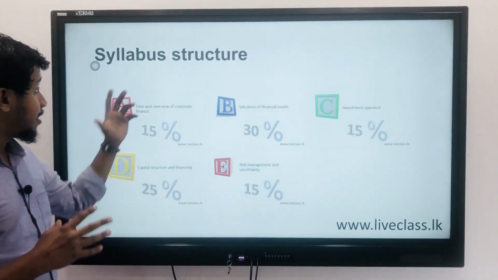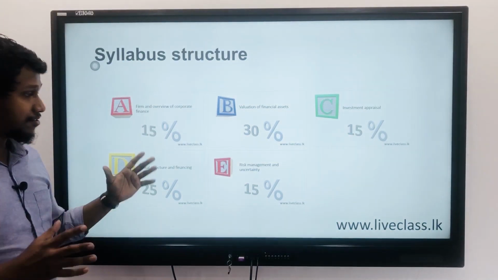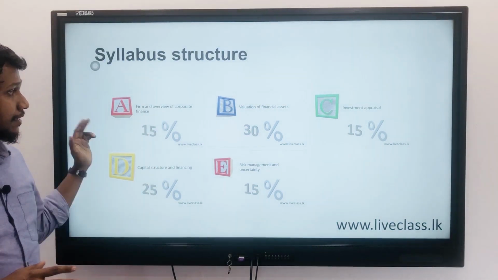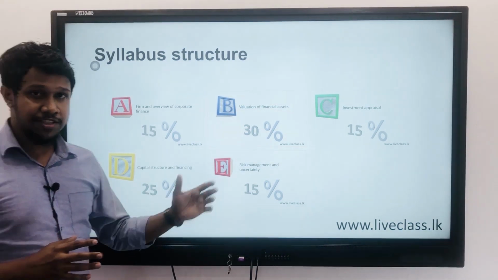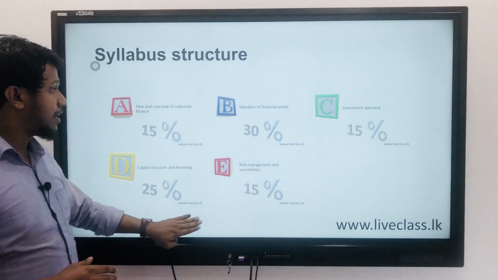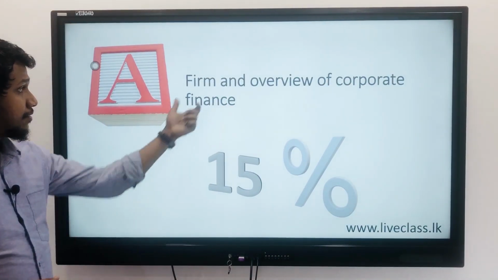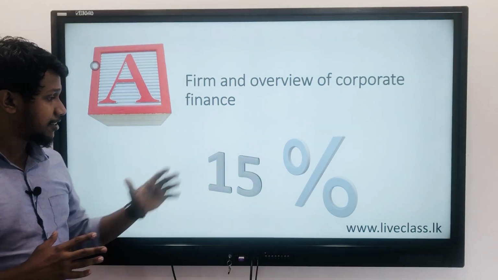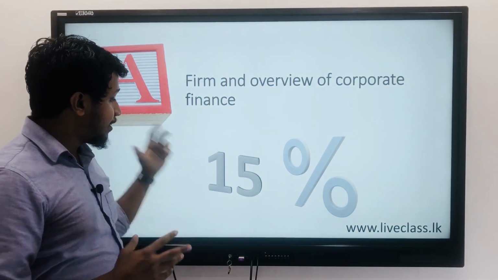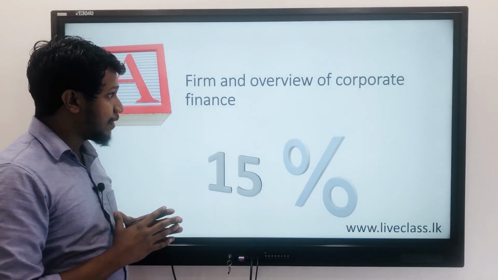Here I have taken the entire syllabus structure. You can see there are 5 parts: part A, B, C, D and E. So how the weightage has been given, you can see here. We go one by one. So here, part A, firm and overview of corporate finance. They have given 15% weightage for this particular area.